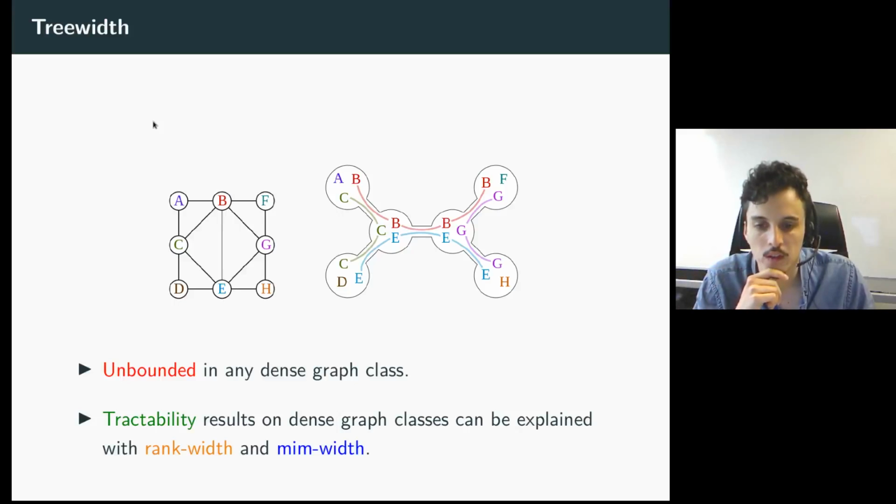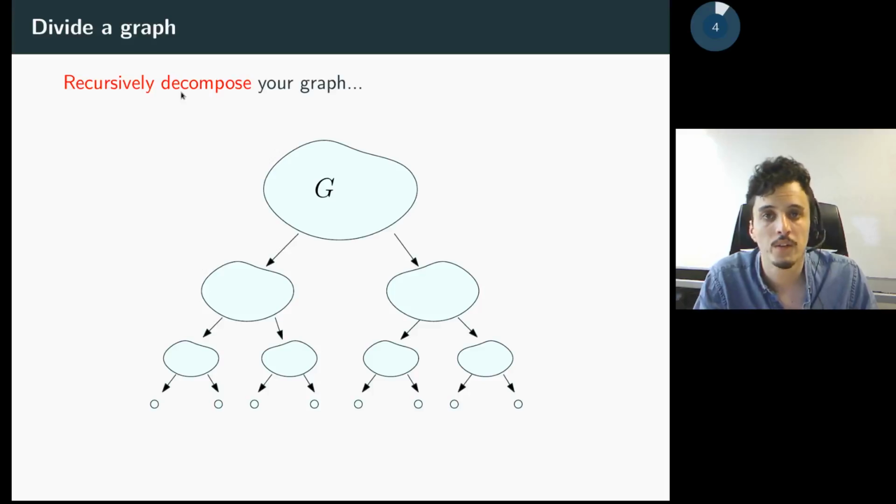The thing is, dense graph classes cannot have bounded treewidth. But these dense graph classes can be simple. This is the case for interval graphs, permutation graphs, and cographs. And sometimes the simplicity of these dense graph classes, and the tractability results we have on them, can be explained with rank-width and Mim-width. So that's for the motivation.